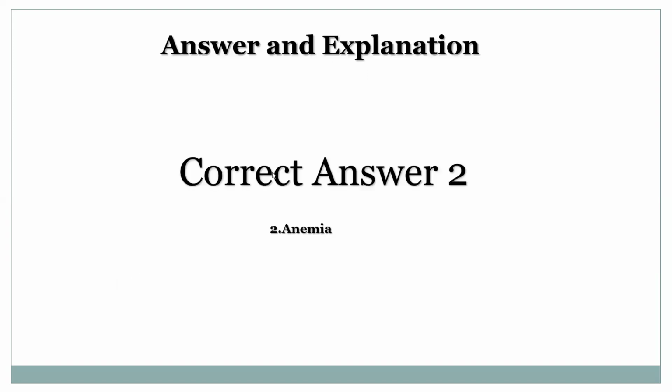And the correct answer is anemia. Okay, so what is anemia? Anemia refers to a decrease in the number of red blood cells that carry oxygen in the blood, resulting in a variety of symptoms, including pallor, cyanosis, cool skin, vertigo, weakness, headache, and malaise. So this is the correct answer.